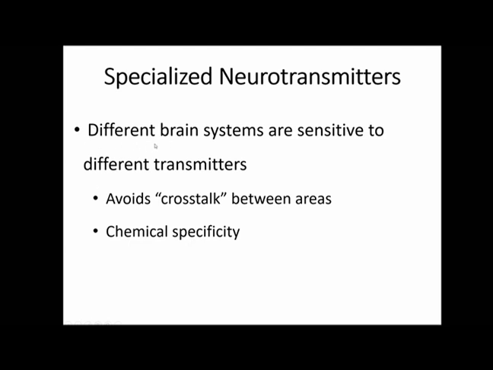And the way that this works is that different brain systems or different parts of our brain are sensitive to different neurotransmitters. So some parts of the brain will pay attention to one type of neurotransmitter, but they'll ignore other types. And this sensitivity and specialization helps avoid crosstalk between different areas of the brain. So it means that your parietal lobe can't accidentally affect your occipital lobe because there's specialized neurotransmitters and one part won't activate the other. So this is chemical specificity that helps make sure that there isn't noise transmitted between different parts of the brain that shouldn't be passed on.